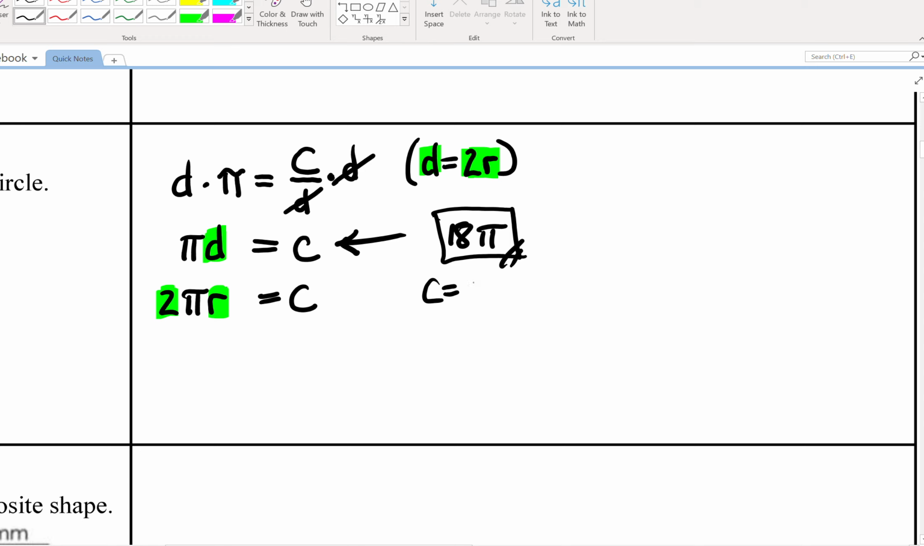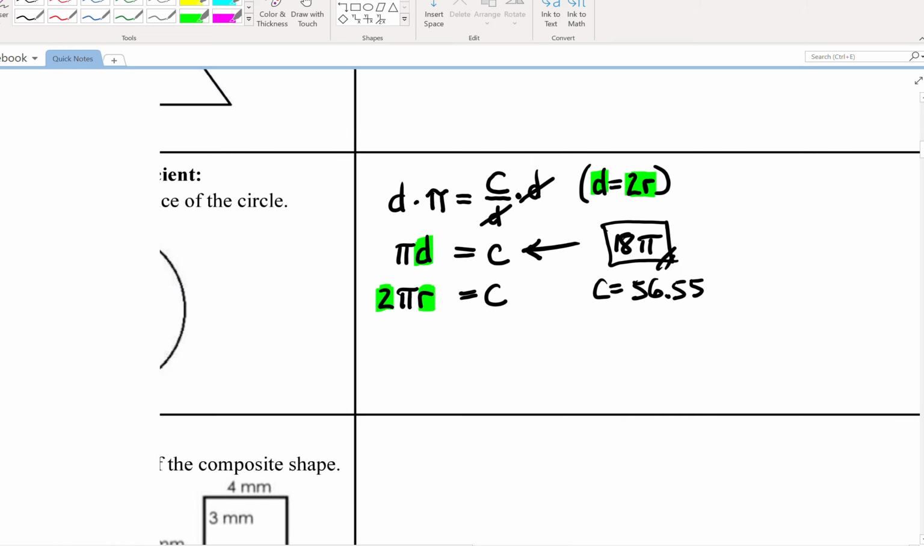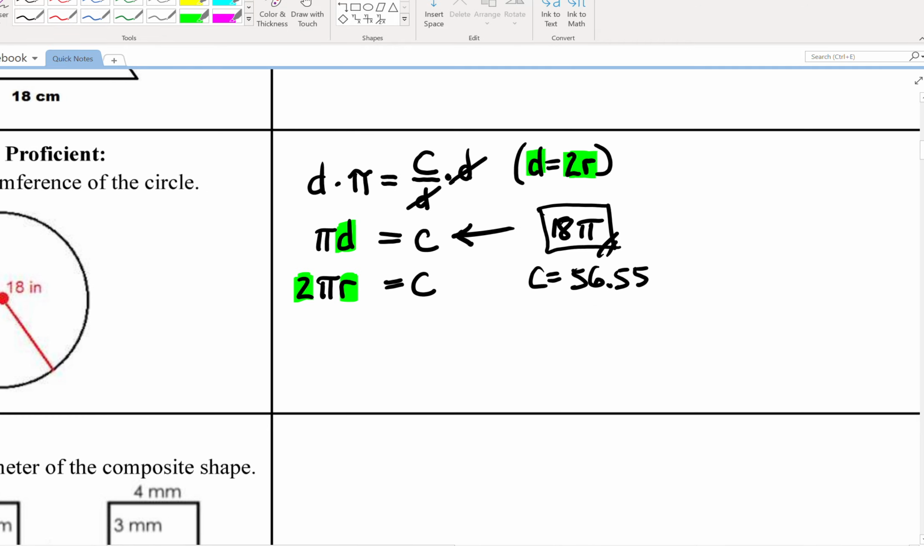So the circumference is 56.55. And once again, this is inches, so I'm going to put inches. And that would be the circumference here.